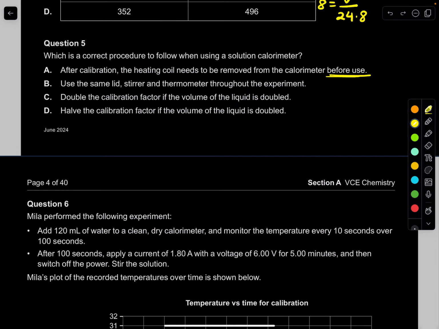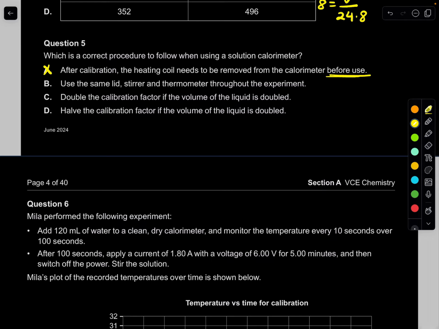But it's used to give a certain amount of energy that's used for calculating the change in temperature and stuff. So absolutely wrong. You keep it in there. Do not remove that heating coil. You don't remove it, so rubbish. B, using the same lead stirrer and thermometer throughout the experiment.